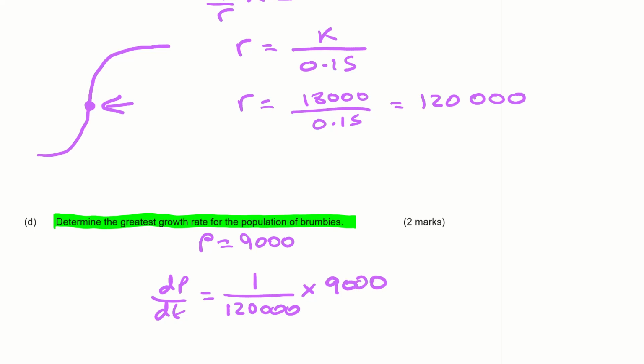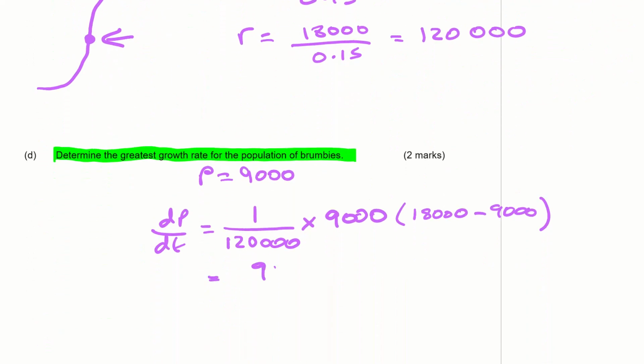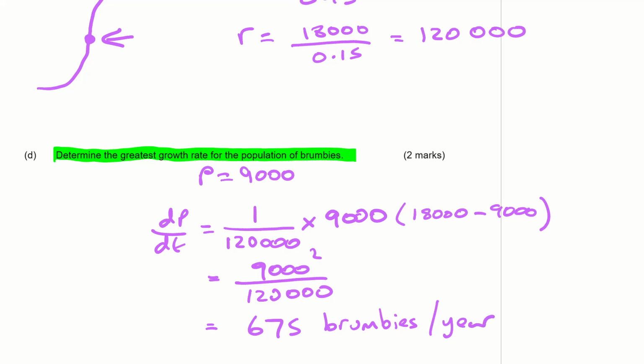9,000 and then times 18,000, take away 9,000, which is also 9,000. So essentially that is going to be 9,000 squared over 120,000, and we can calculate that. And that is, I think it's 675. I'm just going to check that. And indeed that is correct.